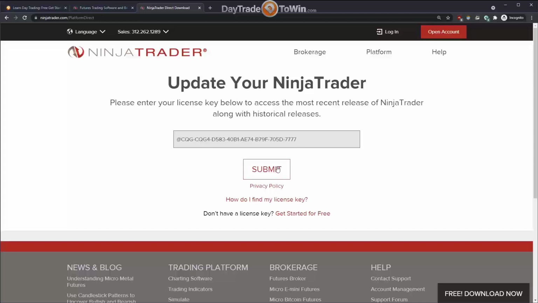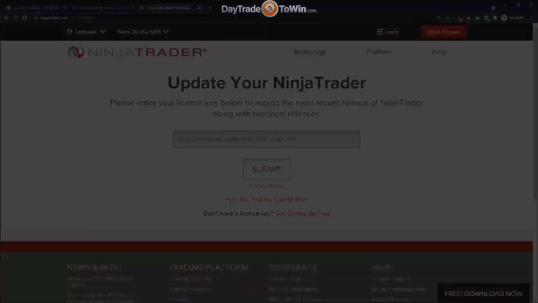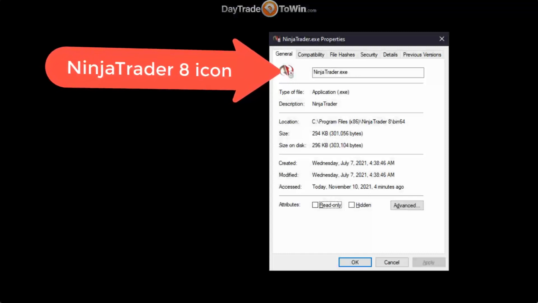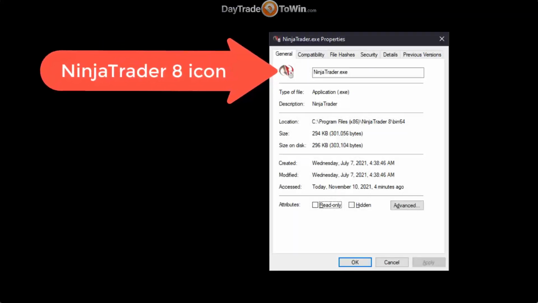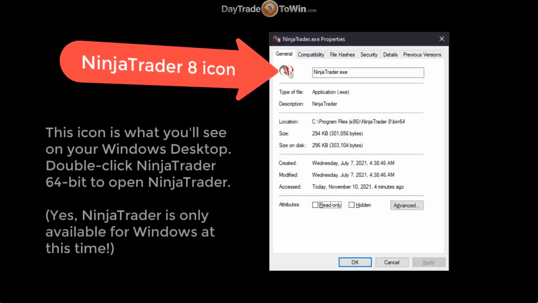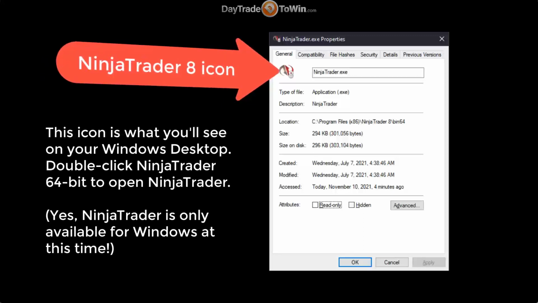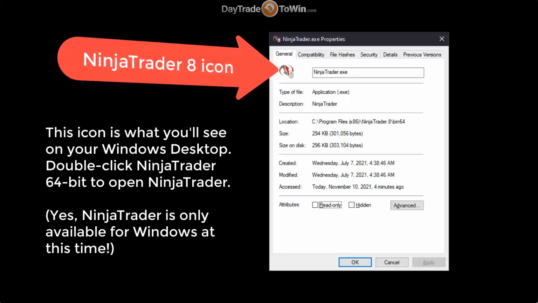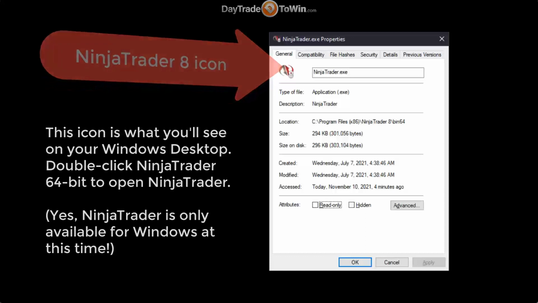If you've been using a computer at all for some time, you should be fairly familiar with installing software. If not, it's pretty straightforward. Just keep clicking the next button, agree to the terms, by all means read them if you want to, and eventually you will get two icons on your desktop. You will get a 32-bit NinjaTrader icon and a 64-bit NinjaTrader icon. Most of the computers these days are 64-bit machines, so use the 64-bit version.